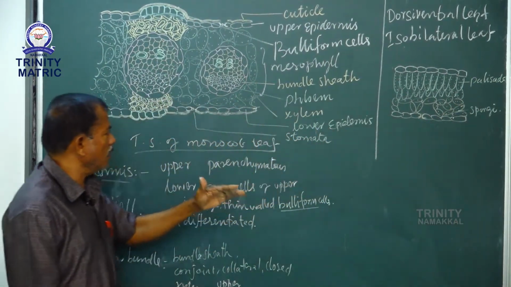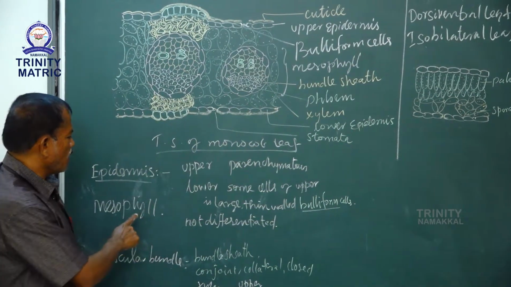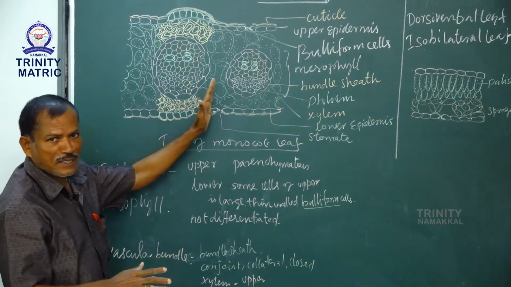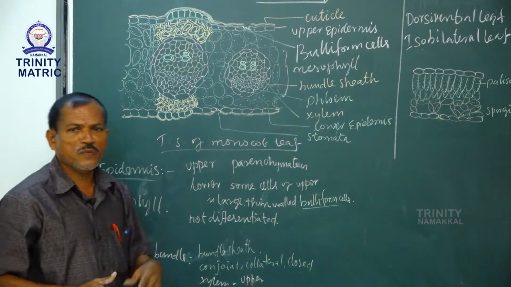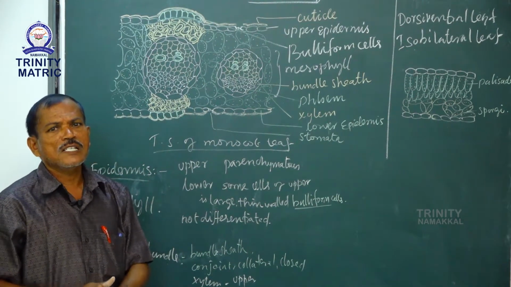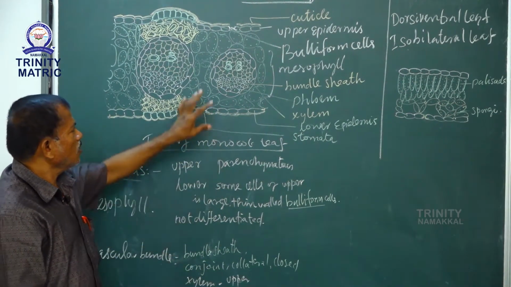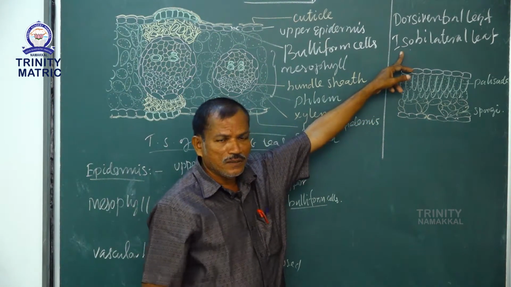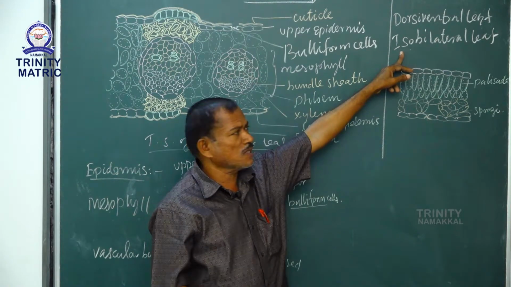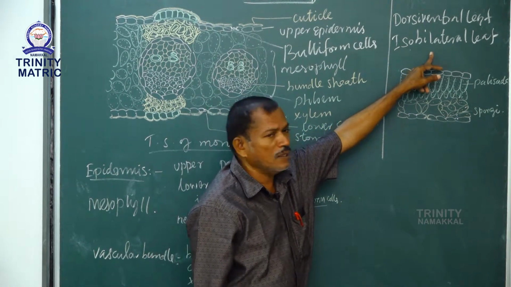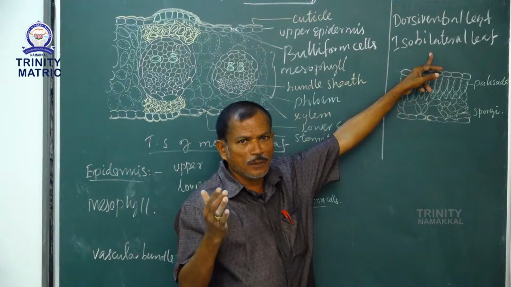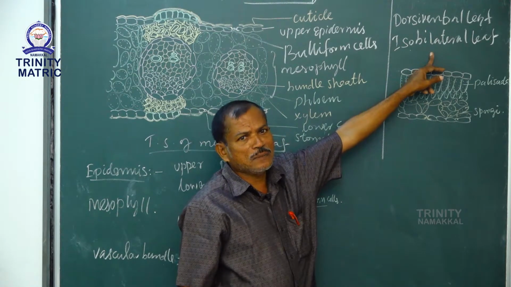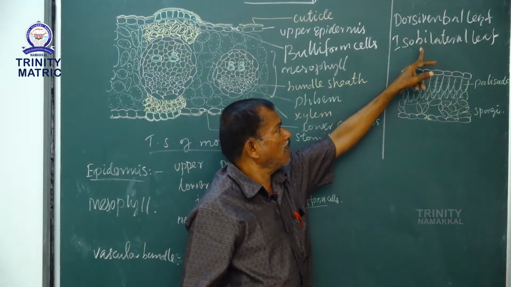But today we will see the monocot leaf. The mesophyll is not differentiated into palisade parenchyma and spongy parenchyma; it is made up of similar cells. So this is otherwise called an isobilateral leaf. The monocot plant leaf is called an isobilateral leaf. We do not differentiate it into upper and lower surface. The absence of differentiated palisade and spongy parenchyma is called an isobilateral leaf.